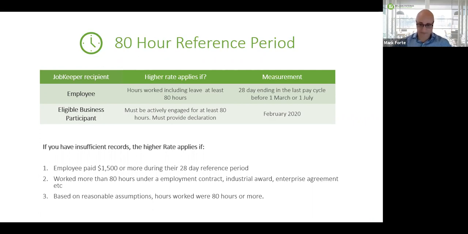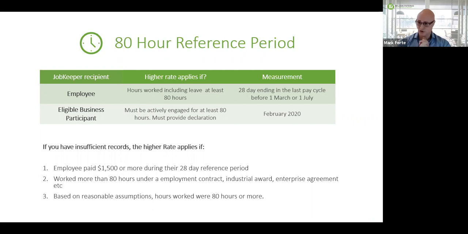They must be actively engaged for at least 80 hours during their reference period, and their reference period is February. They can't even go back to June. It is just 1 month. It is February 2020. And what the eligible business participant must also do, they must provide a declaration.